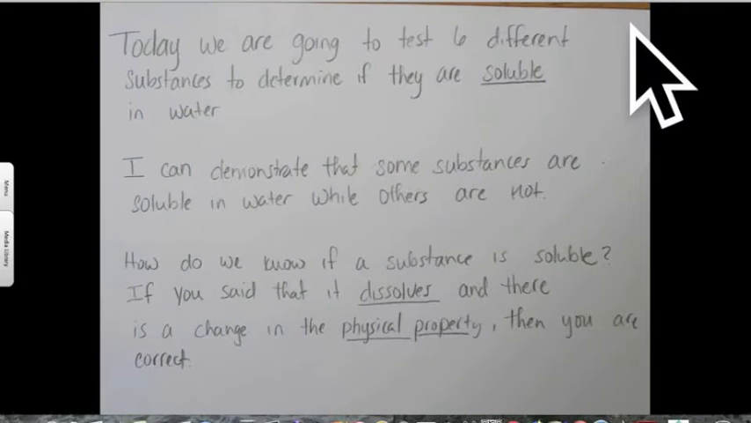Today, we are going to test 6 different substances to determine if they are soluble in water. I can demonstrate that some substances are soluble in water while others are not. How do we know if a substance is soluble? If you said that it dissolves and there is a change in the physical property, then you are correct.